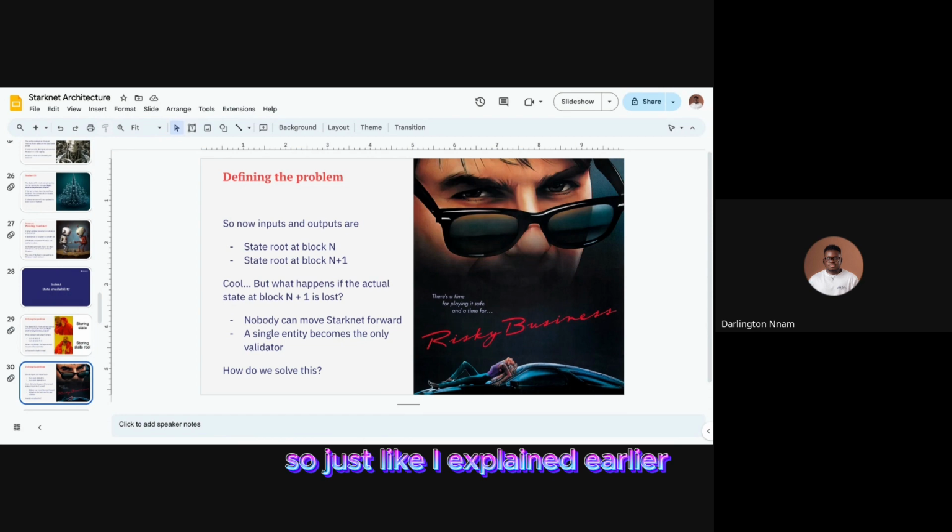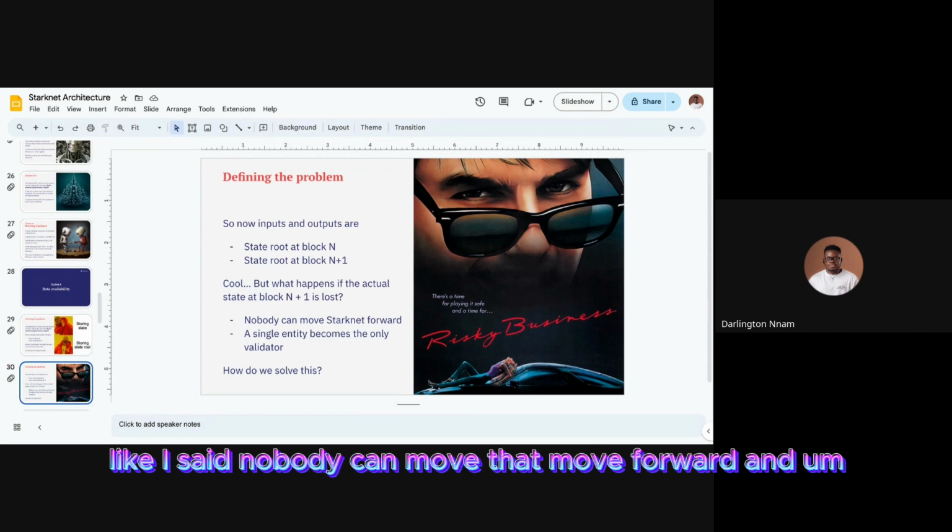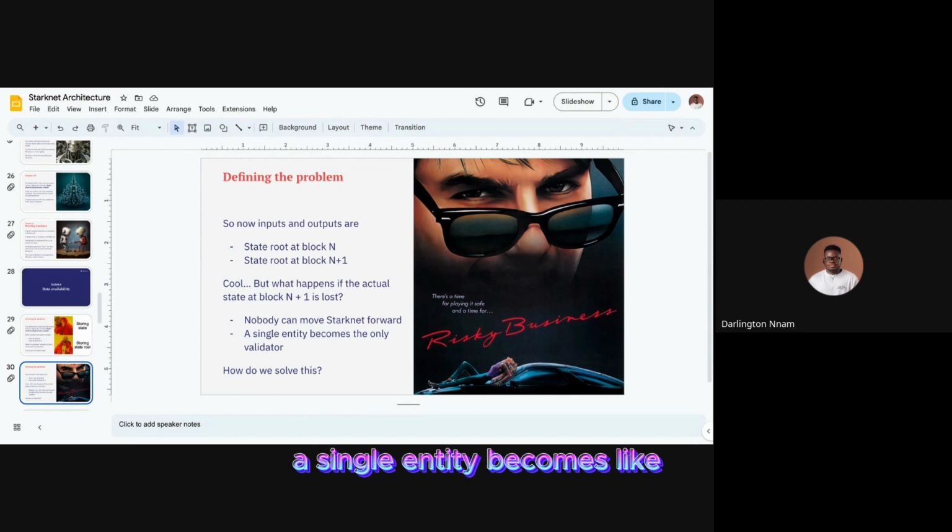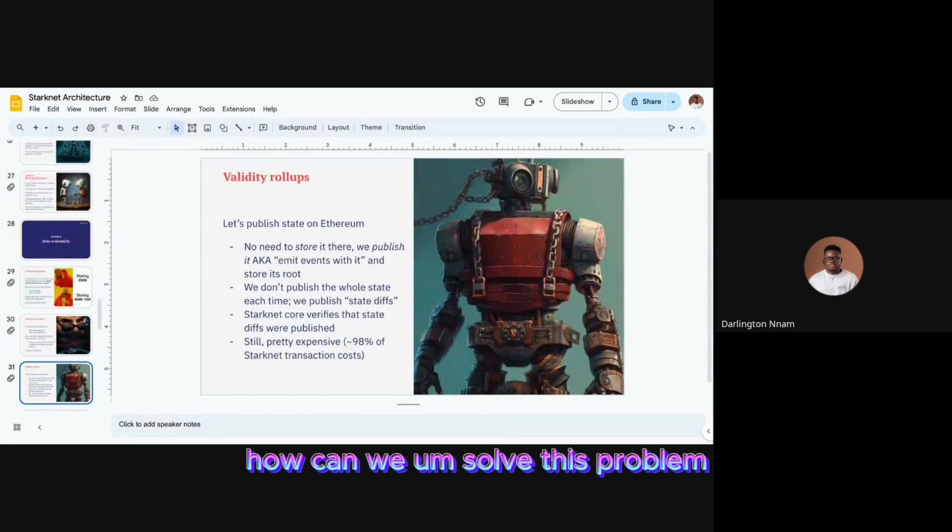So just like I explained earlier, the problem is now we have the state root at block n, and we have the state root at block n plus 1. But what happens if, for some reason, the state at block n plus 1 is lost? Like I said, nobody can move Starknet forward, and a single entity becomes the only validator. So the question is, how can we solve this problem?